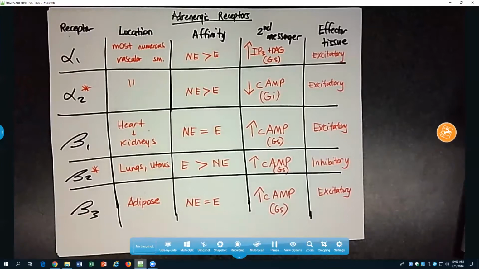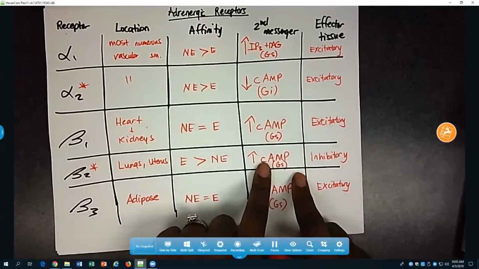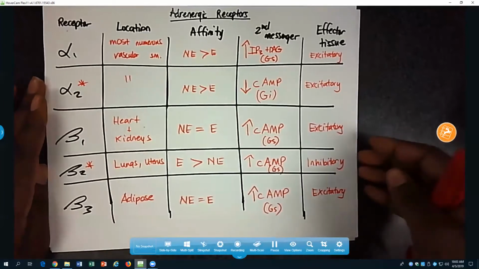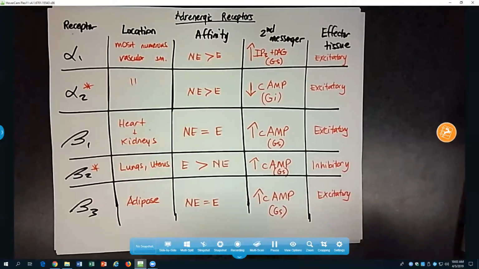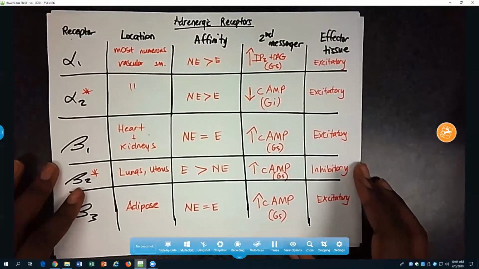right? And in constricting on itself, it's closing off the airway. That is an inhibitory effect on the tissue. So the contraction of that muscle brings about an inhibitory effect on that effector tissue, okay? So don't confuse the second messenger effect with the effect on the effector tissue. All right, any other questions? Any questions on this bit, on the adrenergic receptors?